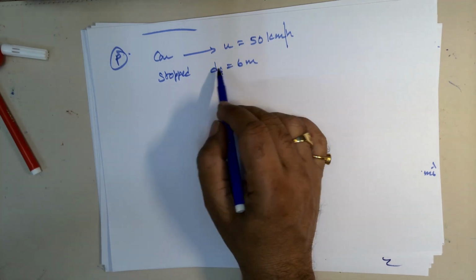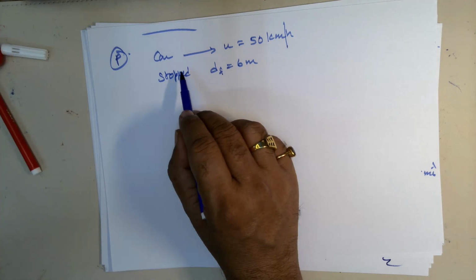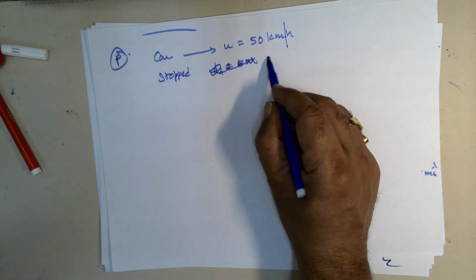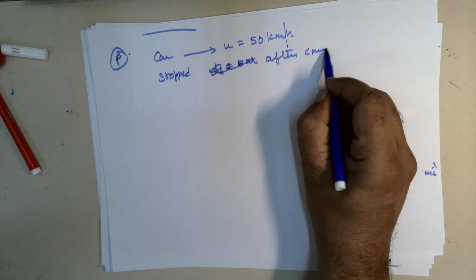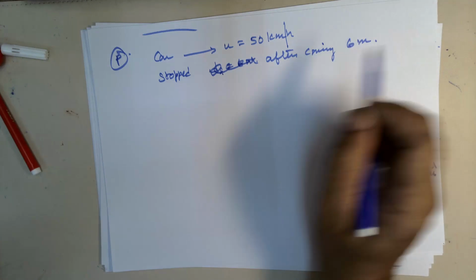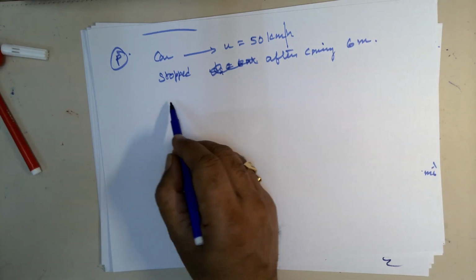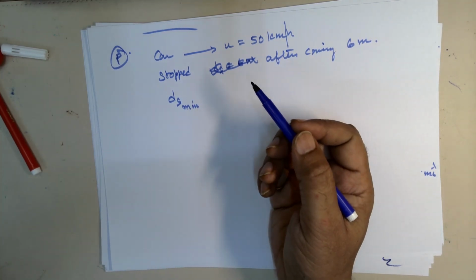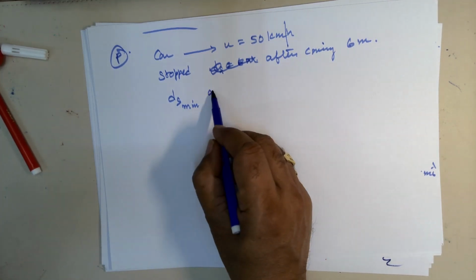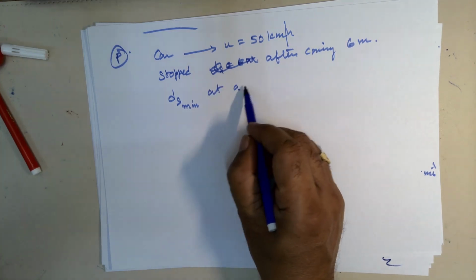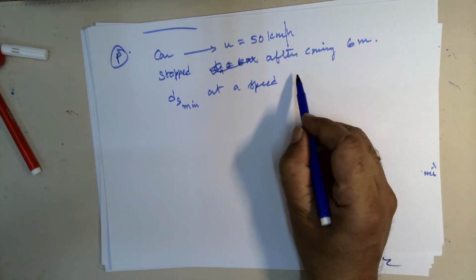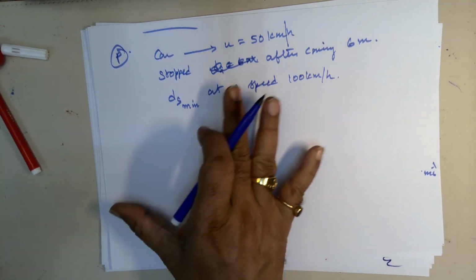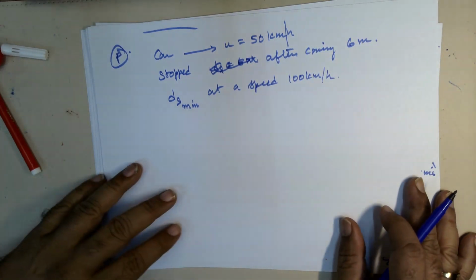Okay. Just a minute. It's not the stopping distance. Here it is given: brakes, after covering 6 meter. Take down: stopped after covering 6 meter. What will be the minimum stopping distance if the car is moving at a speed of 100 kilometer per hour? So it means there are two stopping distances, right?